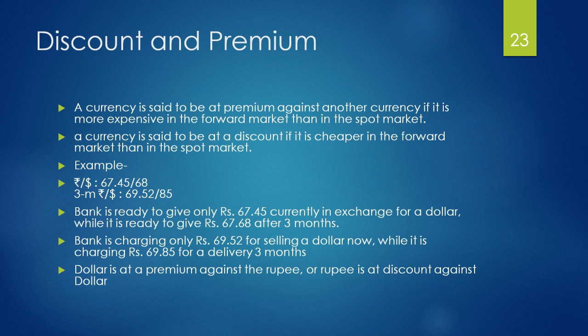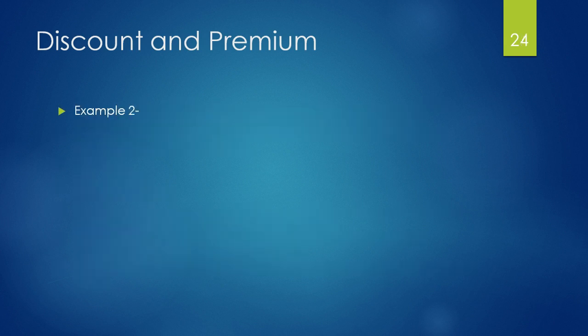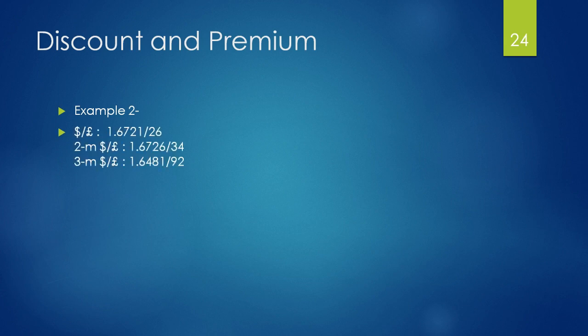Let's see another example. It is given that dollar per pound is 1.6721/26, and the 2-month forward dollar per pound is 1.6726/34, and the 3-month forward quote of dollar per pound is 1.6481/92.